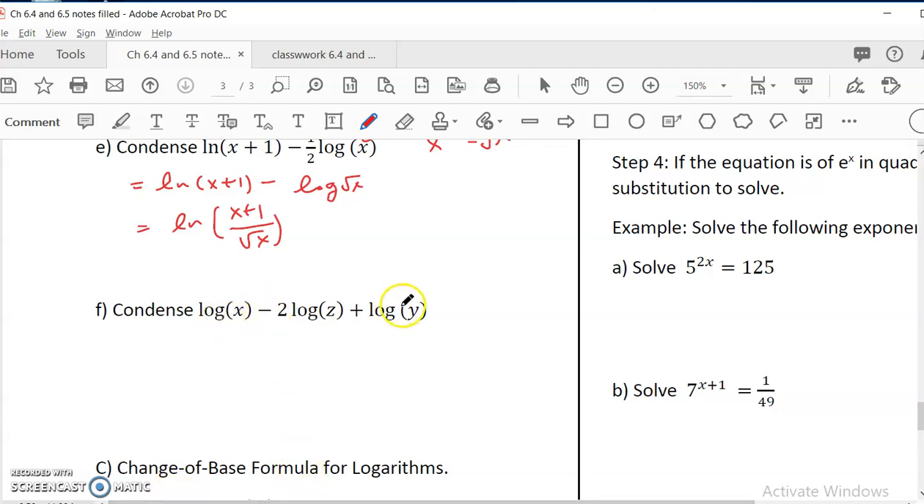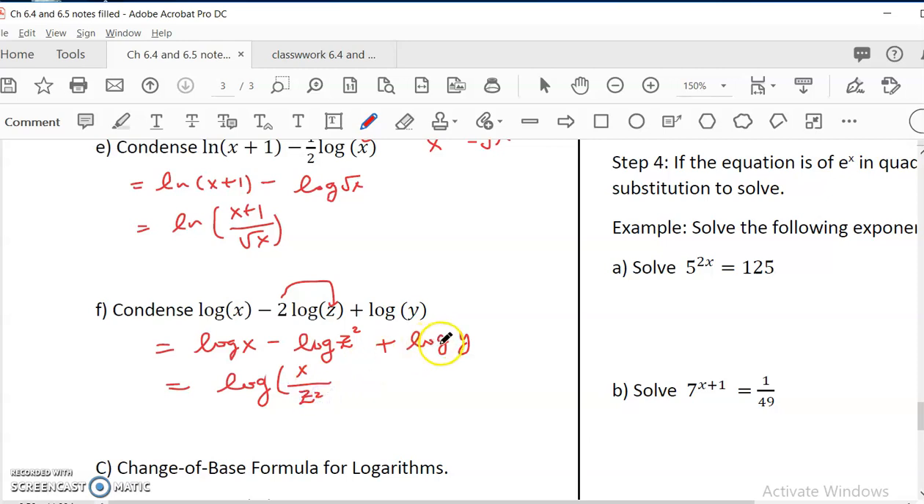Okay, so there are 3 terms here. 2 is a coefficient, so move it inside first. So it equals log x minus log z squared plus log y. Now you have individual logs with nothing else, so you can combine them. Subtraction means divide. x divided by z squared, and then times y, right?